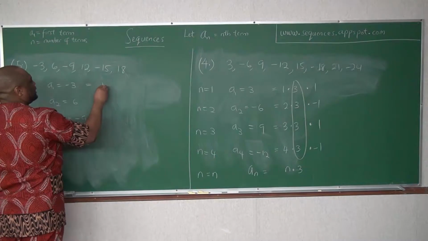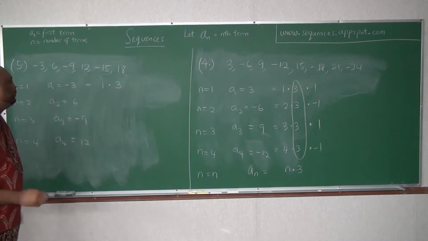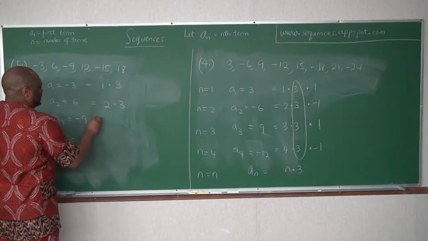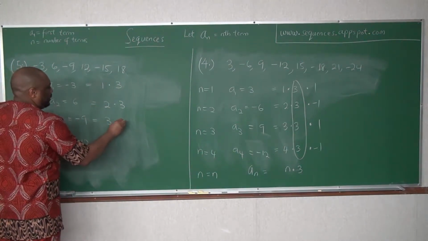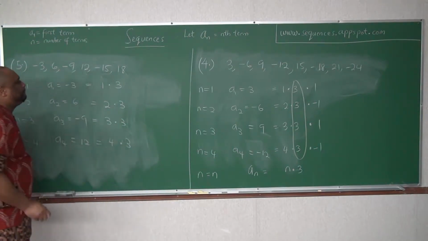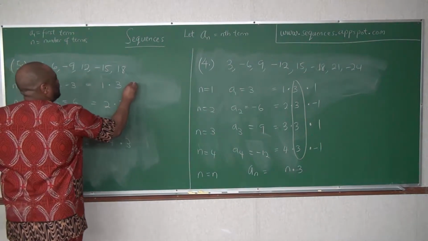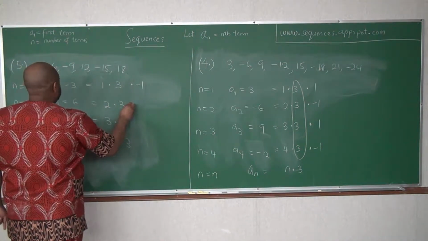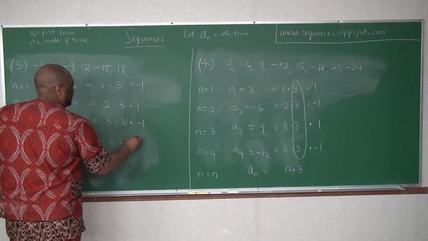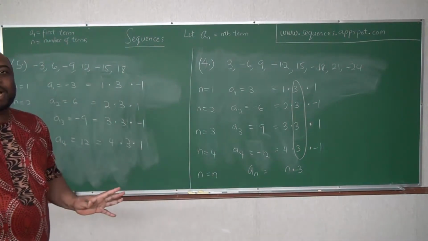Let's say we have this as 1 times 3. Let's forget about the negative for now. This is 2 times 3. This is 3 times 3. This is 4 times 3. Now this here is times -1. This is times 1. This is times -1. This is times 1. So with this here, it is easier.